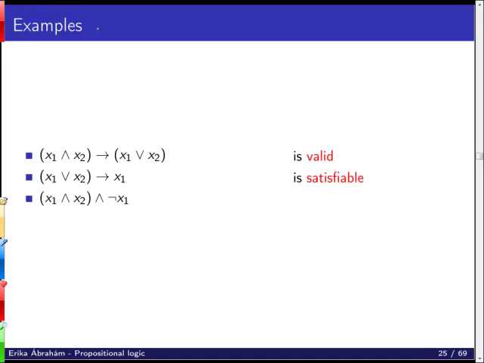What about this one? X1 and X2 and not X1. Is it satisfiable? X1 and X2 holds, and not X1 holds also. Can you give an assignment that satisfies this formula? No, the answer is no. You cannot give any, so it is unsatisfiable.